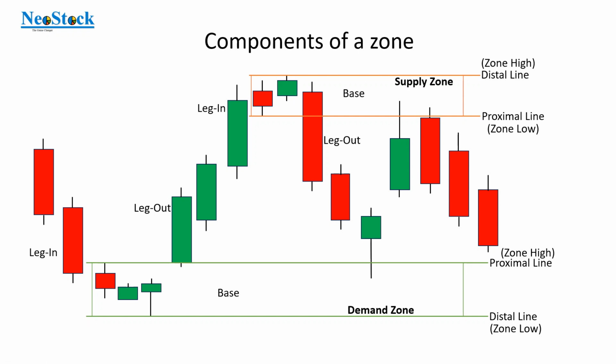You might ask a question. Already we have a proximal line and distal line. Why did we again introduce zone high and zone low? What is the reason? There is a reason behind this. Proximal line and distal line can be altered. That means they can be changed. But zone high and zone low, once you identify them, remain constant. They cannot be changed.